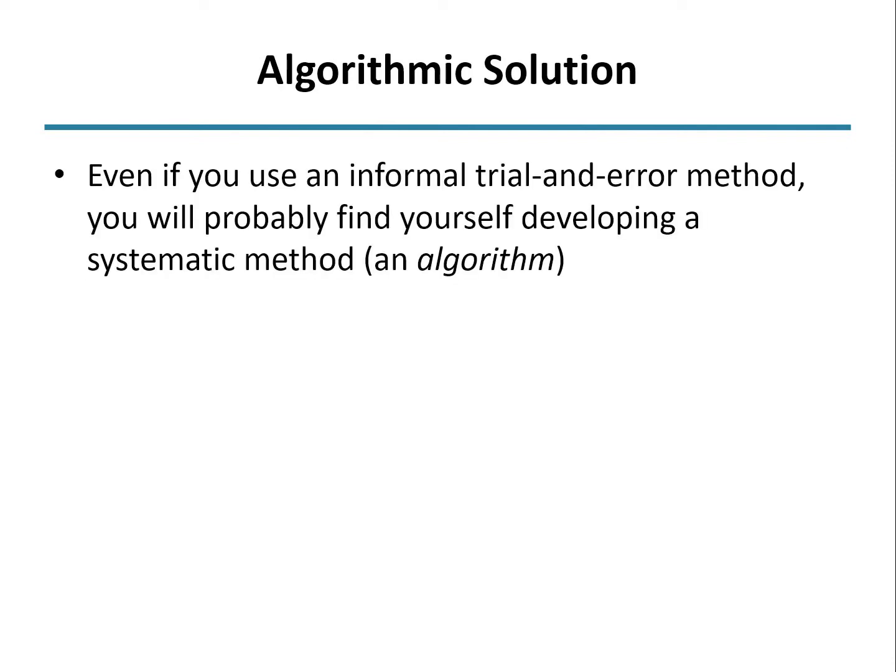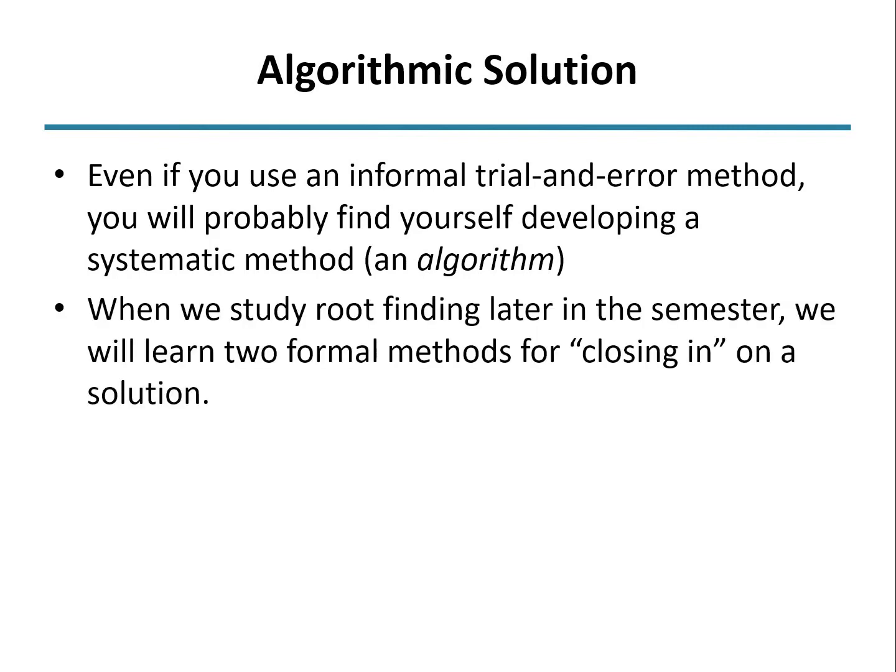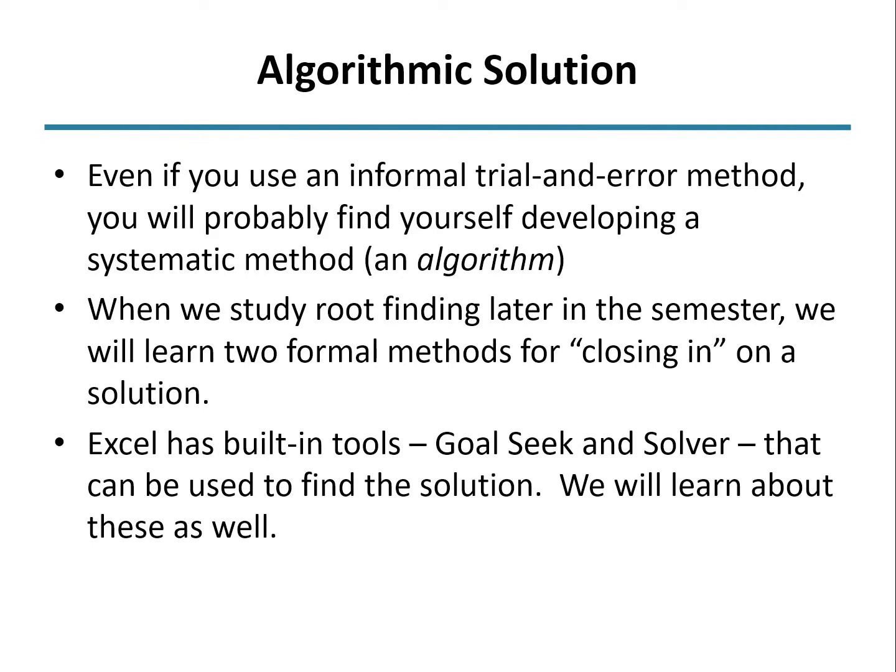So even if you have a problem and you do trial and error to try to find the answer, you're kind of doing an algorithm right there. Maybe not a formal one, but again, you'll find that you'll adjust how you do the trial and error as you get your results. Now, toward the end of the semester, we actually looked at both the bisection method and Newton's method for finding that solution, or rather, formal methods of closing in. And we also looked at Goal Seek and Solver with Excel that we use to find the solution.